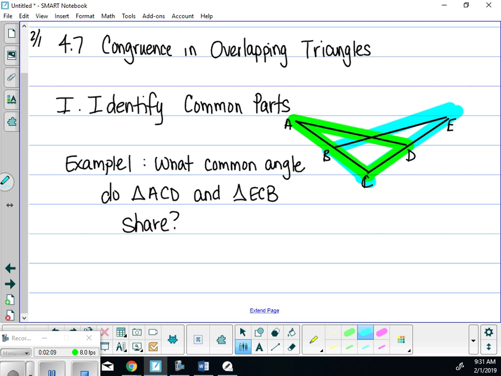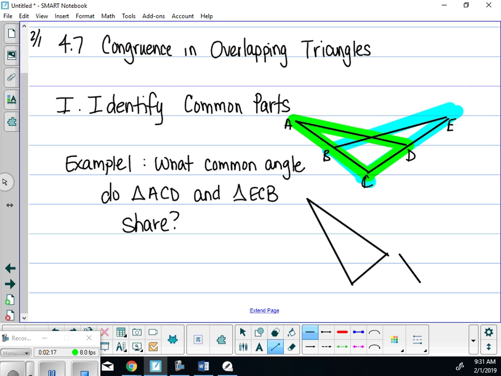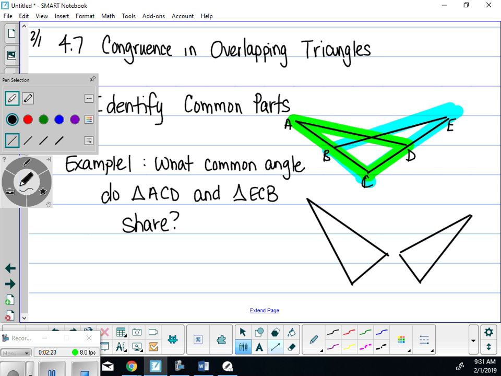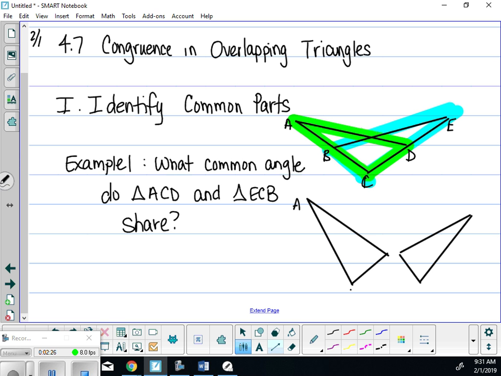Another thing that might help is to separate them. So we'd have triangle ACD and triangle ECB. And what they have in common is that angle right there. So what angle do they share? What do they have in common would be angle C.